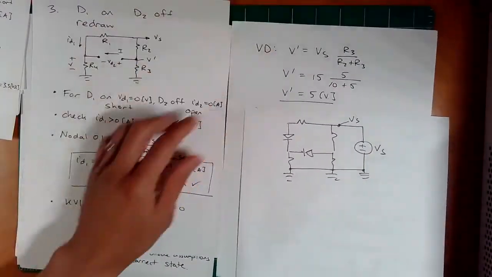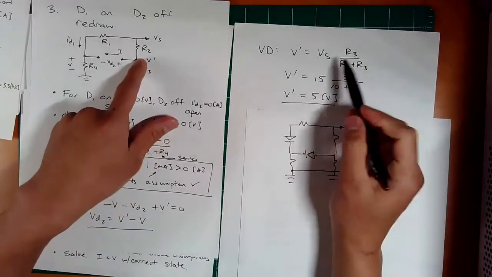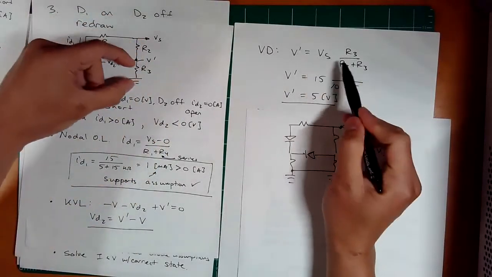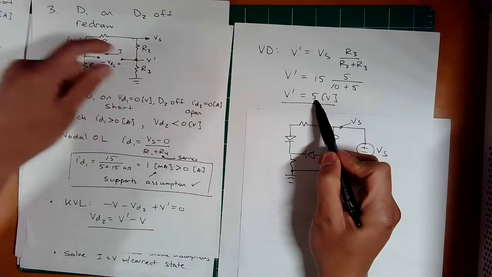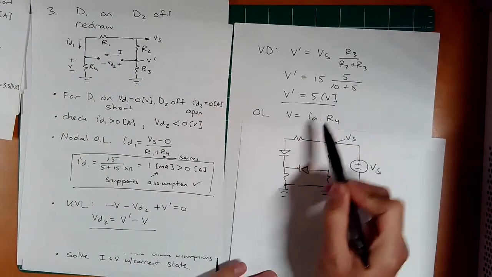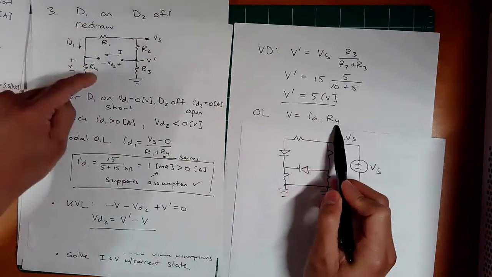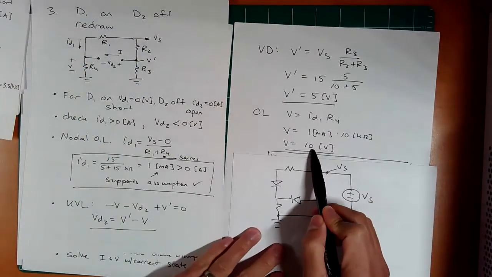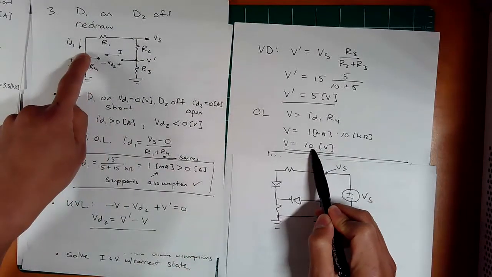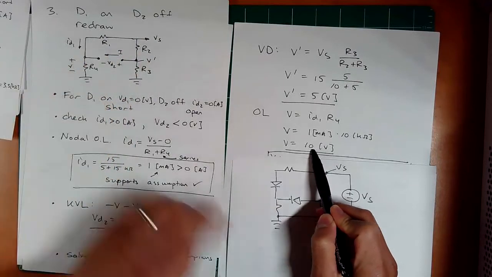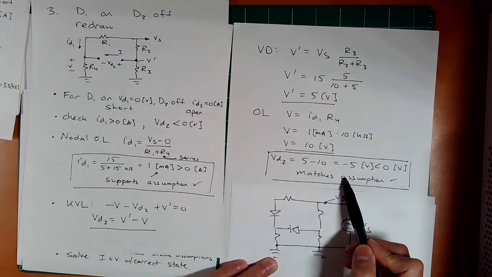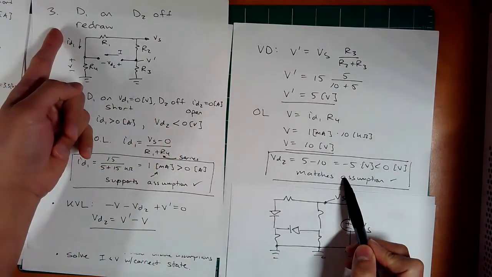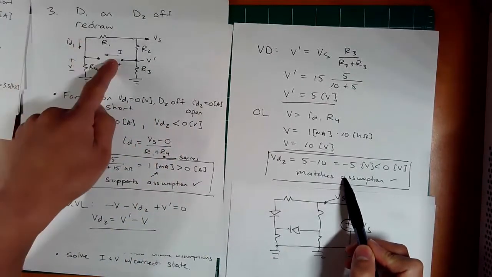By the voltage divider principle, yep, I can say that V prime is Vs times R3 over the sum, which ends up being 5. Okay, so that's 5 volts. And what's this? By Ohm's law, this is just ID1 times R4, which ends up being 10 volts. Yes. So if that's 10 volts, that's 5 volts. This by KVL is going to be negative 5 volts. And that's negative, which matches our assumption. So that means state 3 was actually the correct one, where this is on and this is off.